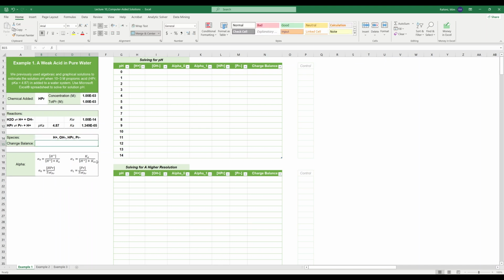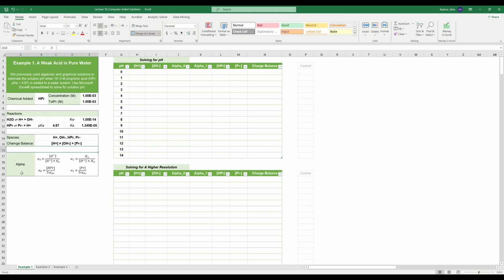We have also the charge balance for this Microsoft spreadsheet technique. Charge balance is actually the core. So writing the charge balance, that means that the concentration of the positively charged, which in this case is only H plus, is equal to the concentration of all the negative charge, in this case including OH minus plus PR minus as well. So this is basically our simple charge balance equation.